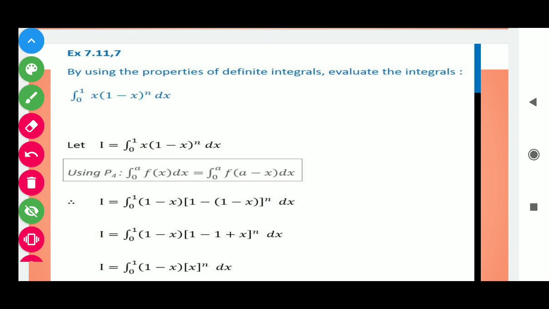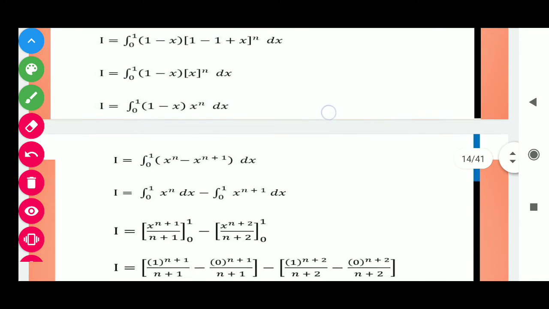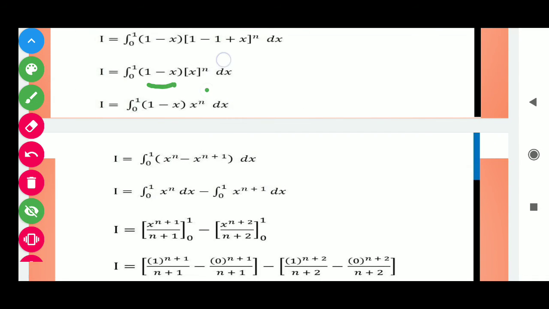So by using this property, we write here 0 to 1, in the place of x we write 1 minus x, and here 1 minus 1 minus x. Because of the negative sign outside the bracket, we change the sign of both. In this way 1 and minus 1 will cancel and we get 0 to 1, 1 minus x, x raised to power n. Now students, we can multiply x raised to power n to both the terms. In this way we get x raised to power n minus x raised to power n plus 1.